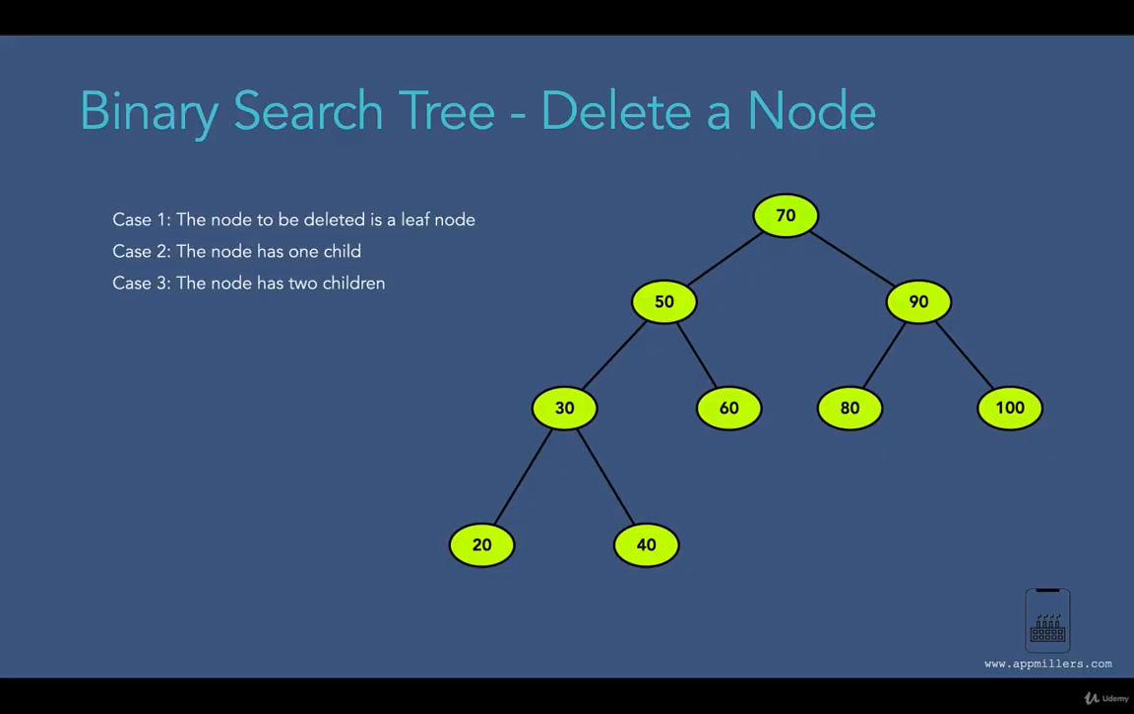The first case is the node to be deleted is a leaf node. The second case is the node has one child. And the third case is the node has two children. So let's look at all of these three cases one by one.